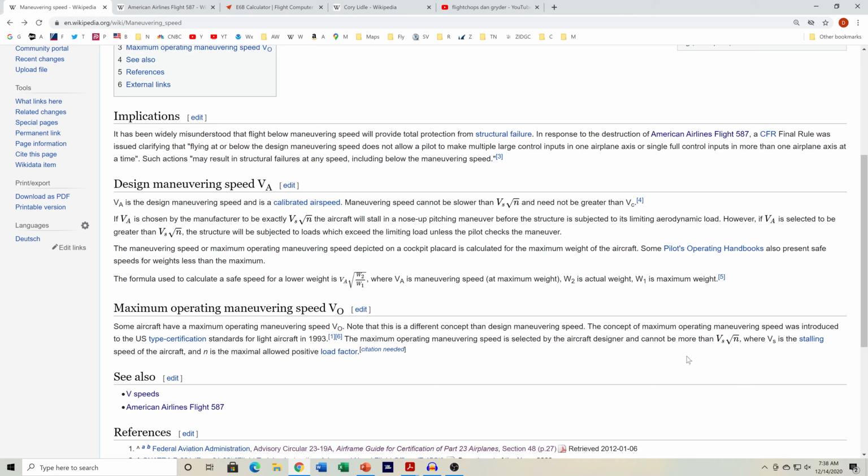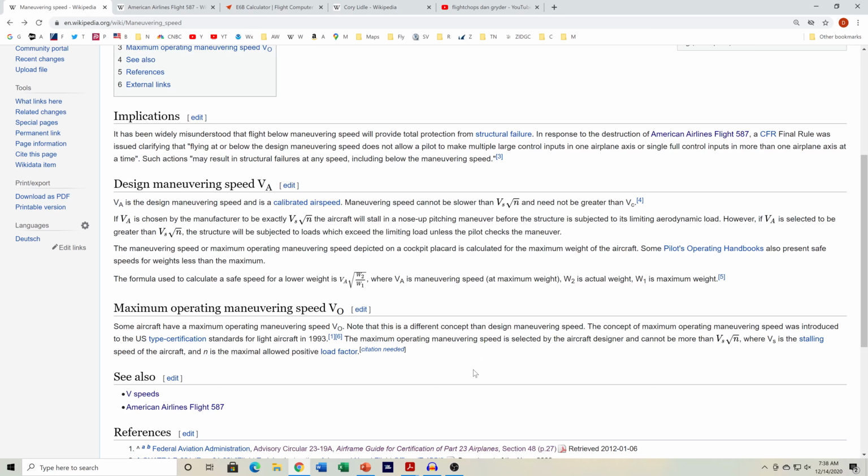Well, that's all true, but here's the thing. For all intents and purposes, and I've not exhaustively checked this, it's in the interest of manufacturers to have VO pretty much be equal to VA, and if not, be very slightly underneath it. So for our purposes, yes, VO is technically different than VA, but in the real world, VO and VA are essentially the same. VO might be selected by the aircraft designer at a slightly slower speed.